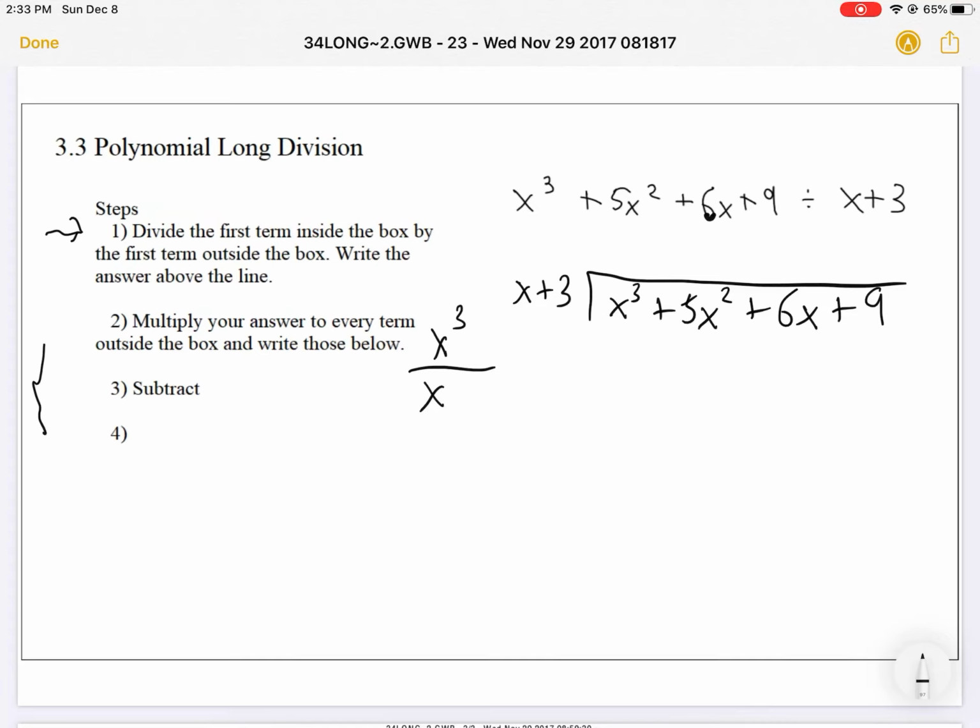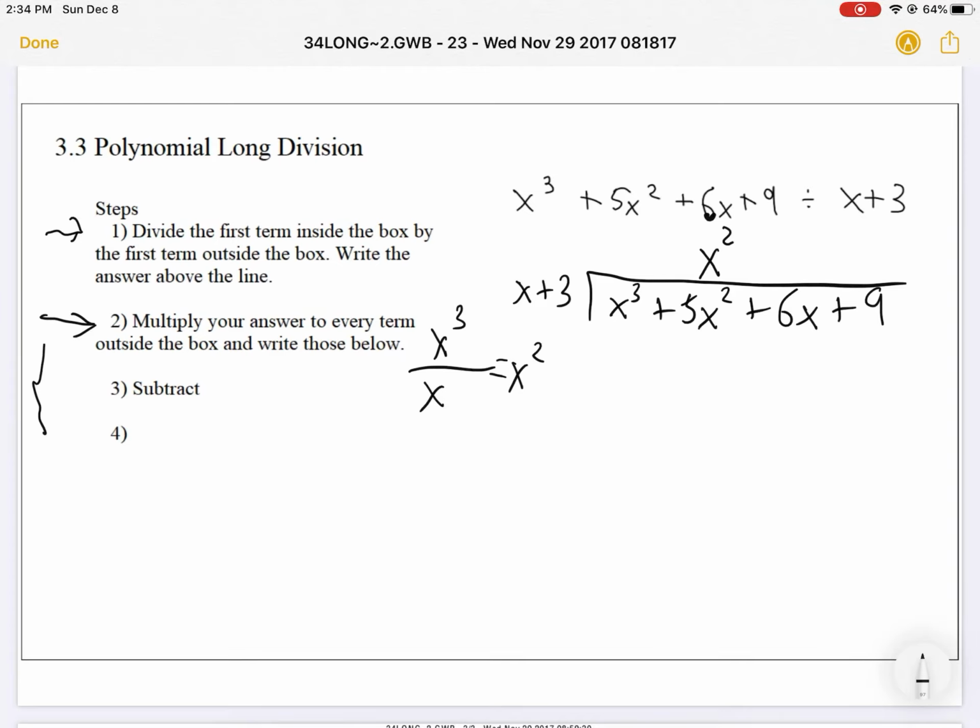X to the third divided by x would be x squared. That is the beginning of our answer. Now you'll notice that I wrote it above the 5x squared. That's just to line things up. It doesn't really matter. It's not a rule that you have to follow. I'm just trying to be a little organized with my space here. That's all.